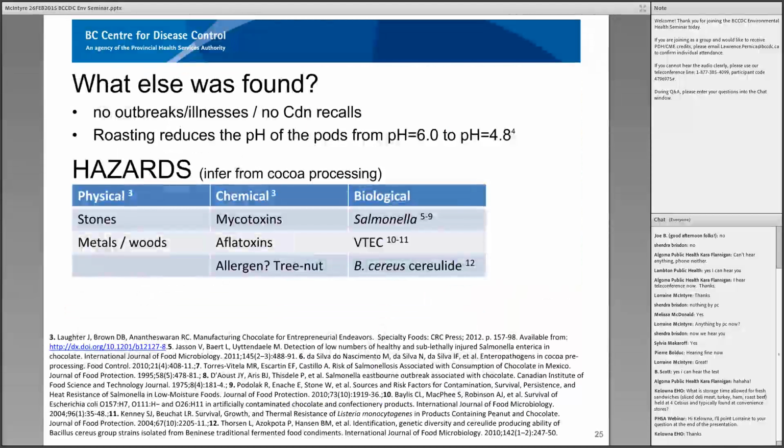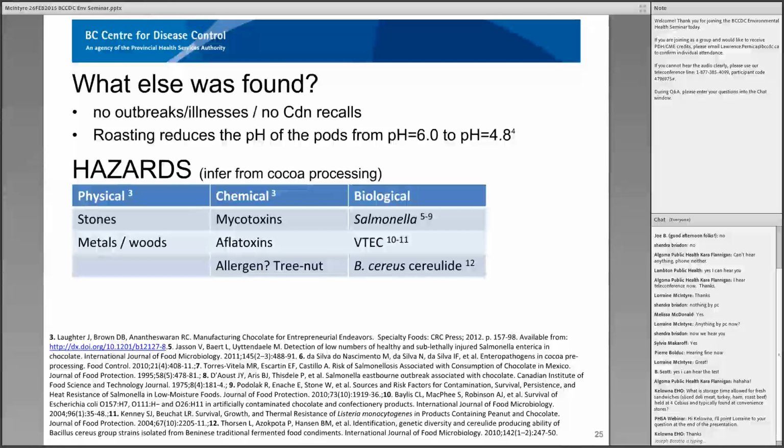And what else did we find out about carob? I could find no evidence for outbreaks or illnesses, and also no Canadian recalls for carob on the CFIA website. There was a recall for carob on the US website, but principally it was for allergens. We also found from the literature that when you roast those locust beans or carob pods, it drops the pH of the pods from 6 to 4.8, which is actually a good thing.